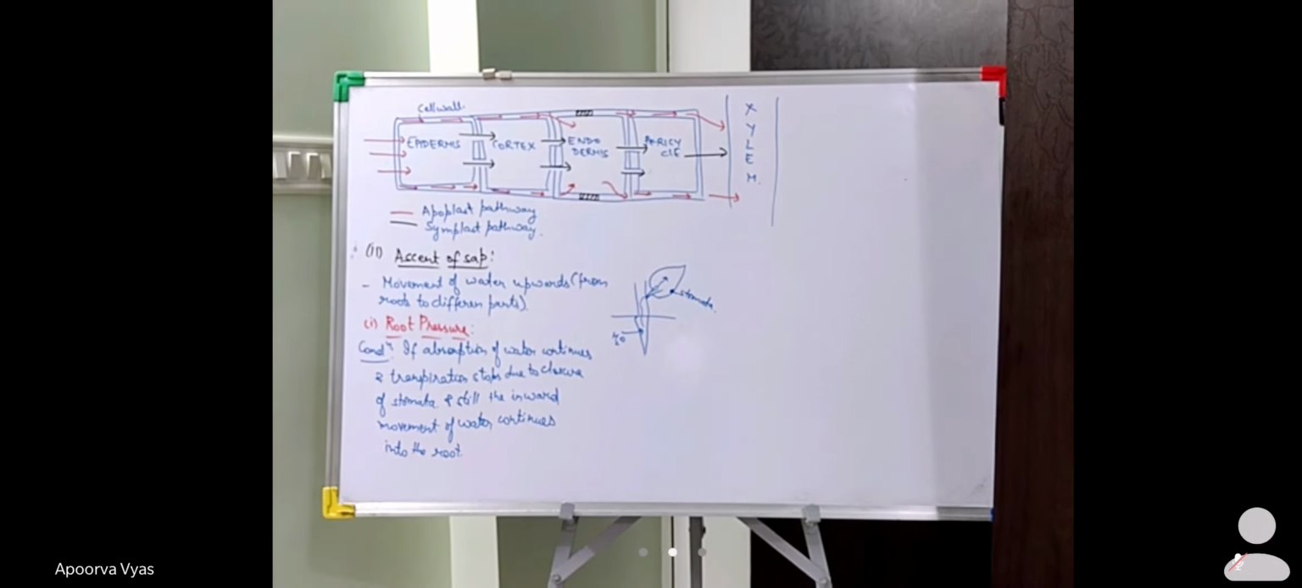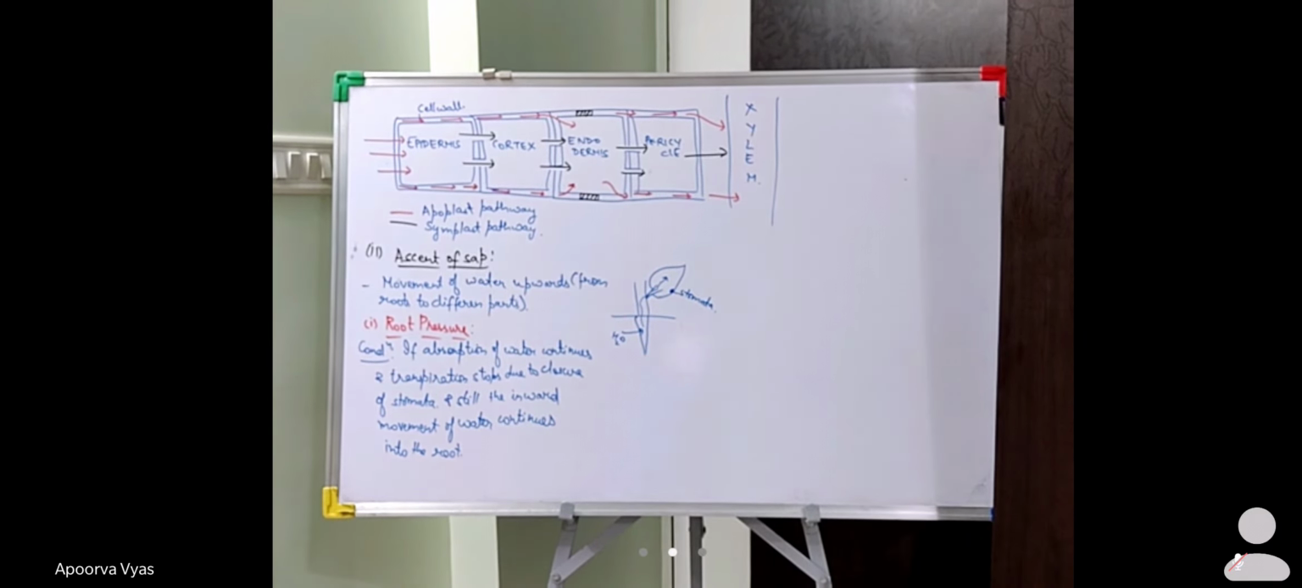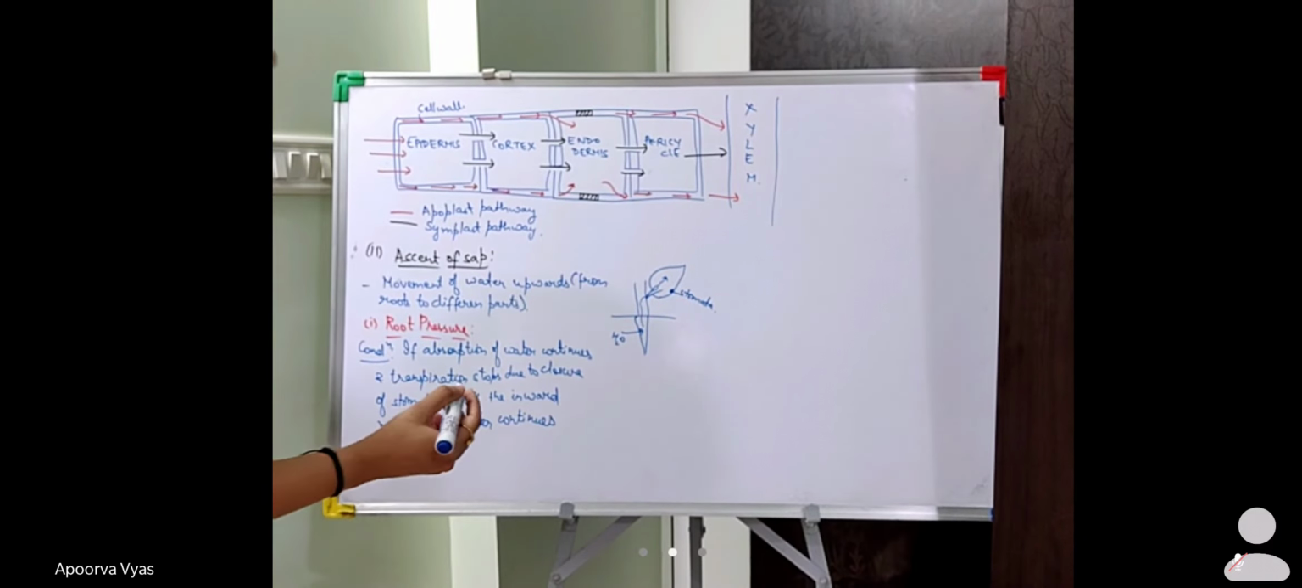ठीक है, तो उसकी वजह से क्या होगा? A pressure will develop inside the root. A pressure will develop inside the vessels of the root, and that pressure which is developed, that is known as the root pressure. So because of this, it creates a pressure in the root xylem known as the root pressure.